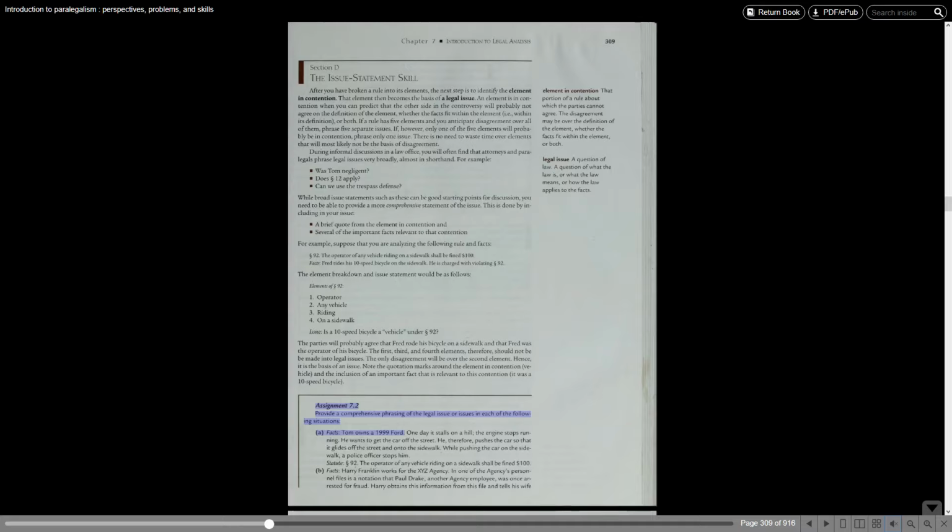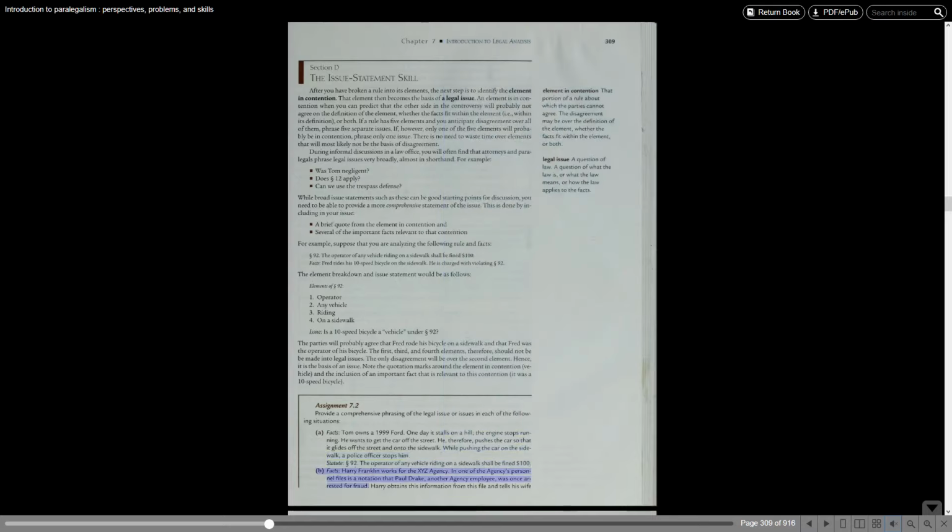Assignment 7.2. Provide a comprehensive phrasing of the legal issue, or issues, in each of the following situations. A. Facts. Tom owns a 1999 Ford. One day, it stalls on a hill. The engine stops running. He wants to get the car off the street. He therefore pushes the car so that it glides off the street and onto the sidewalk. While pushing the car on the sidewalk, a police officer stops him. Statute 92. The operator of any vehicle riding on a sidewalk shall be fined $100.